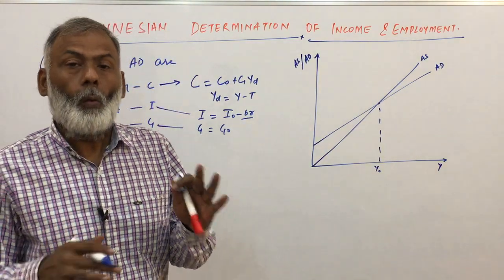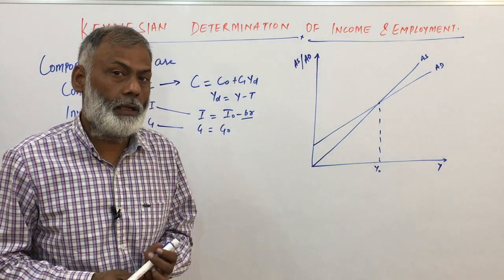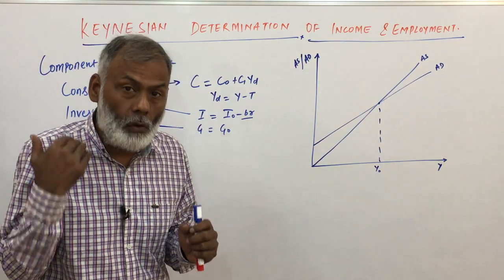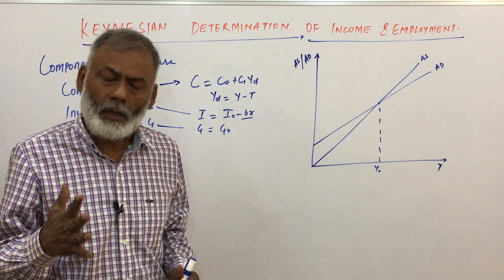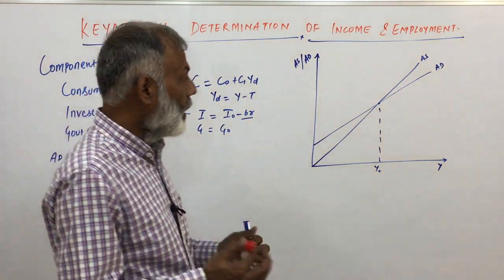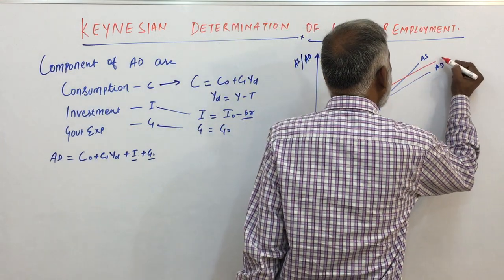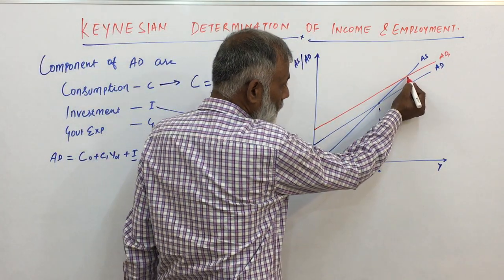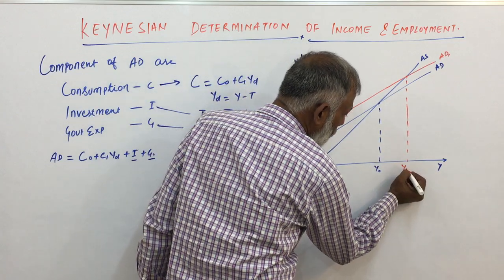Now, what if aggregate demand increases? If aggregate demand increases due to any reason, whether it is due to an increase in investment, government expenditure, or consumption, it will lead to an increase in what? Income level in an economy. Fine. So as your aggregate demand increases due to any reason, it will increase the level of income from Y0 to Y1.